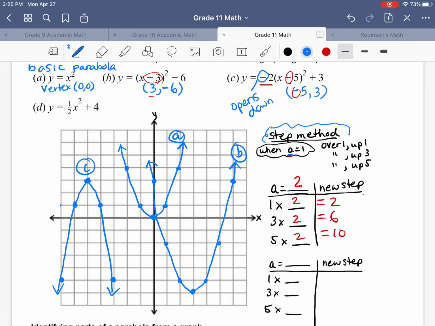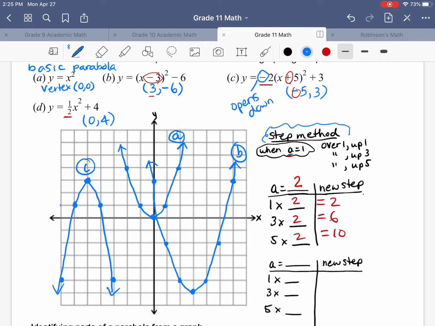And lastly, we have D. So D is y is equal to 1/2 of x squared plus 4. So what we need to do here is recognize again that our A value is not 1, so we're going to have to calculate our new step. And before we do that, let's determine our vertex. So our vertex in this case is at 0 and +4.